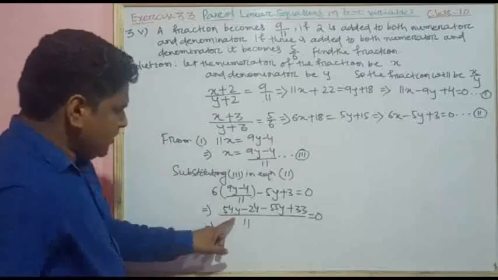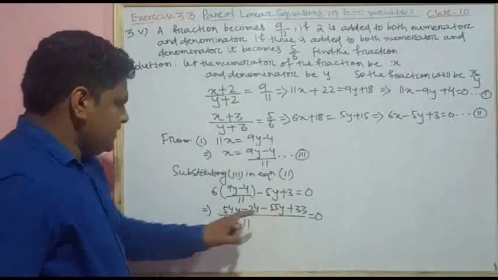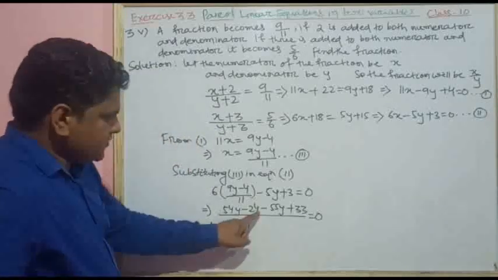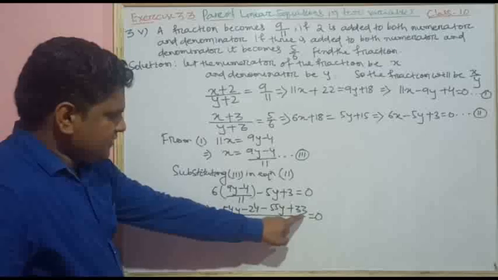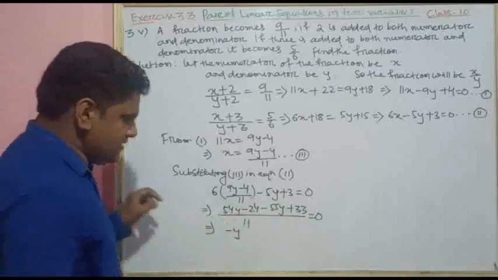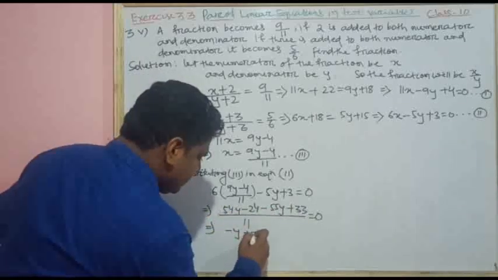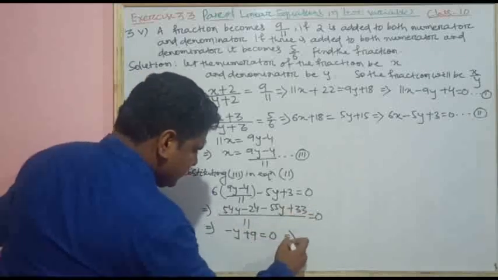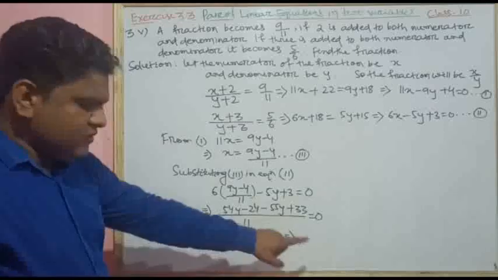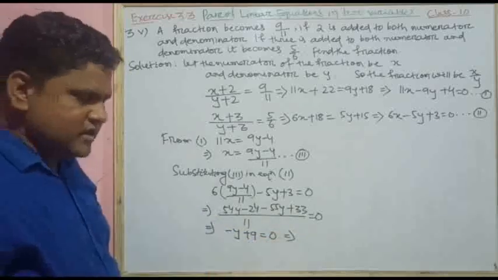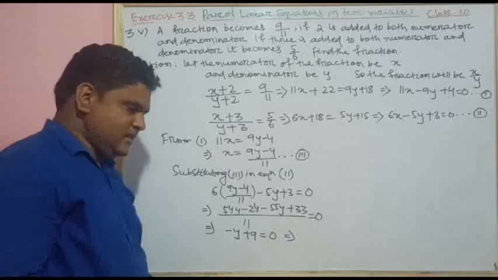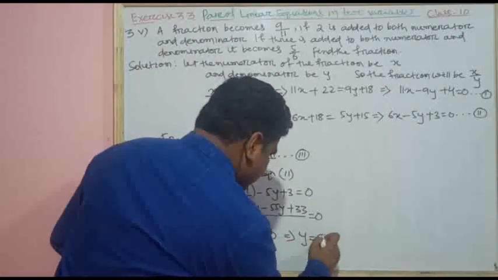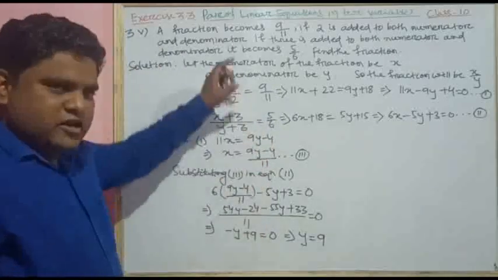Now 54y minus 55y is minus y, minus 24 plus 33, or 33 minus 24 is 9, plus 9 is equal to 11 into 0, which will be 0. This implies that y can be moved towards RHS, it will be positive, and we can write it in LHS, that is y is equal to 9. My dear students, please write this much.